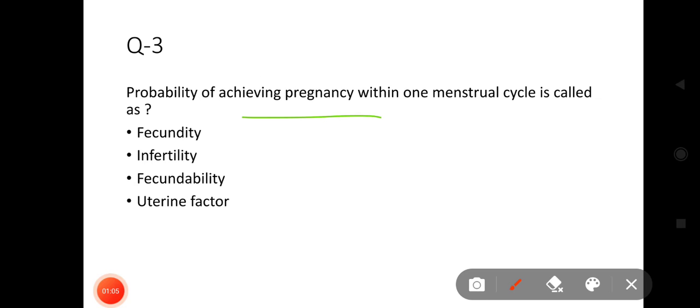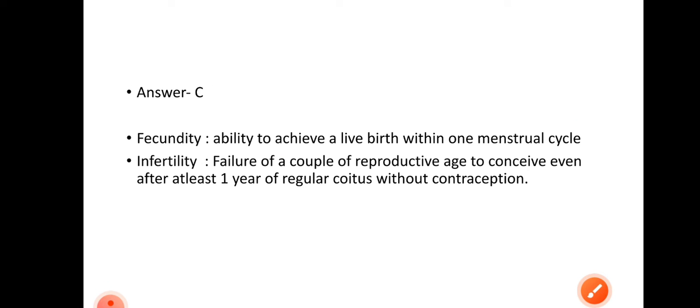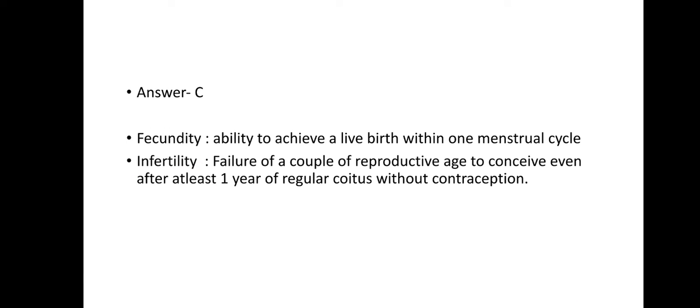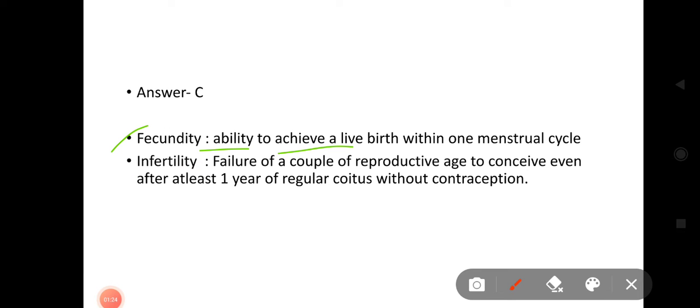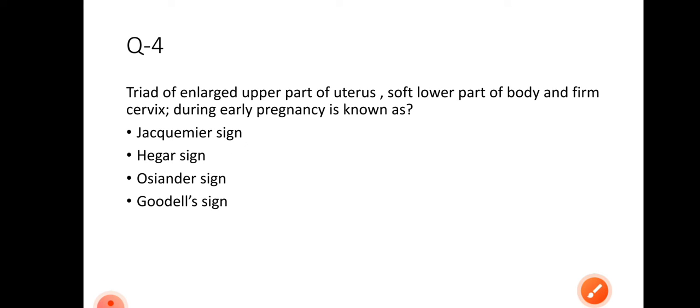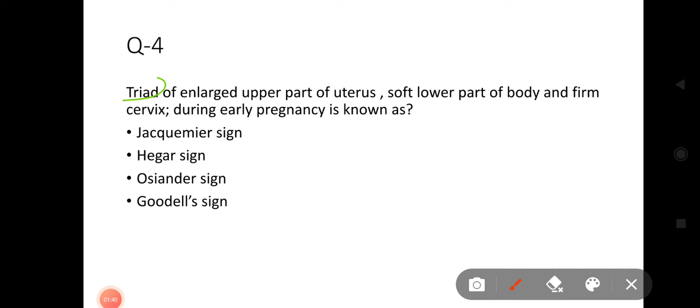Next, probability of achieving pregnancy within one menstrual cycle is called? Options are fecundity, infertility, fecundability, or uterine factor. So probability of achieving pregnancy within one menstrual cycle is known as C, that is fecundability. Here are a few definitions. What is fecundity? Ability to achieve a live birth within one menstrual cycle. And infertility: failure of a couple of reproductive age to conceive after at least 1 year of regular coitus without contraception.